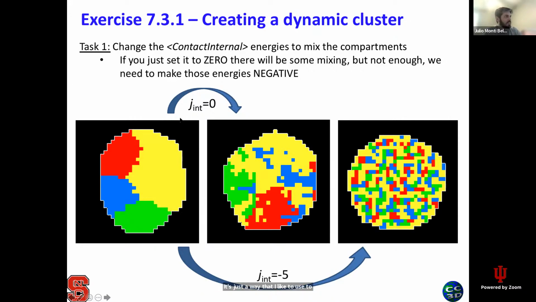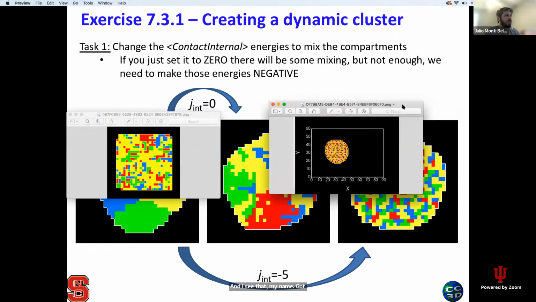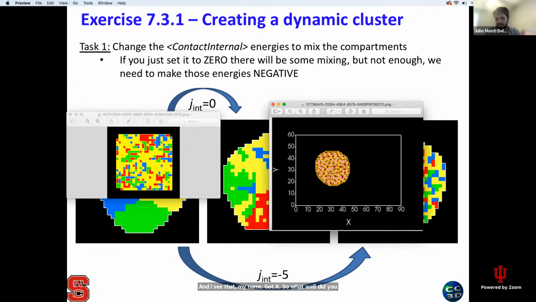Okay, so if you all tried negative internal contact energy as -5, you should get something that looks like this. And I see that Melaine got it. So what value did you use, Melaine? -15, okay, very strong mixing. It's okay, right?